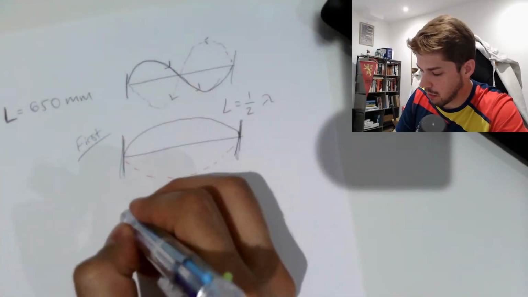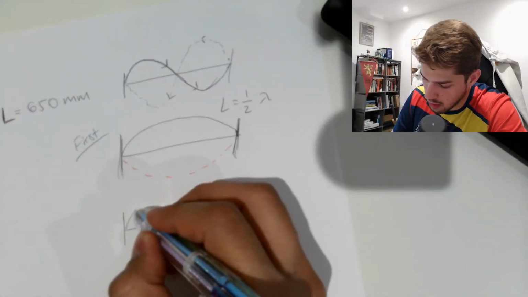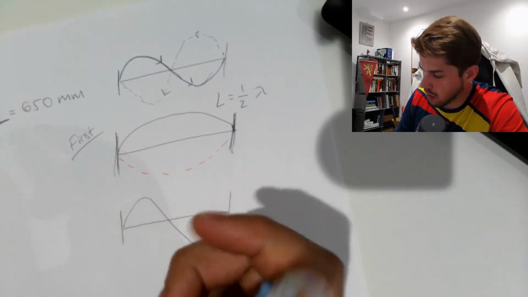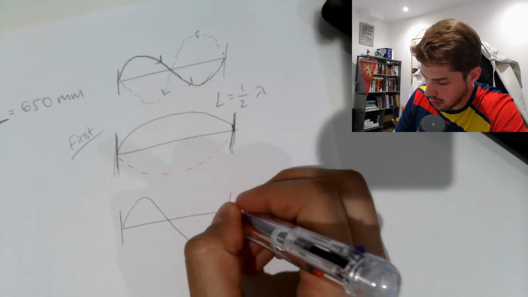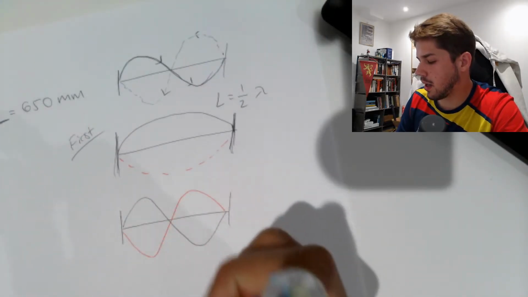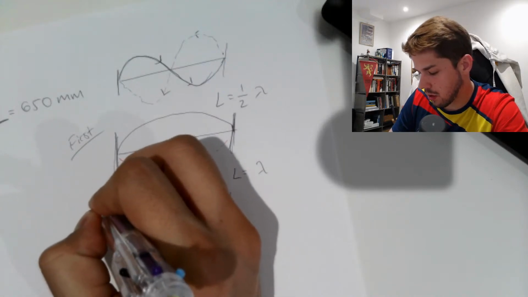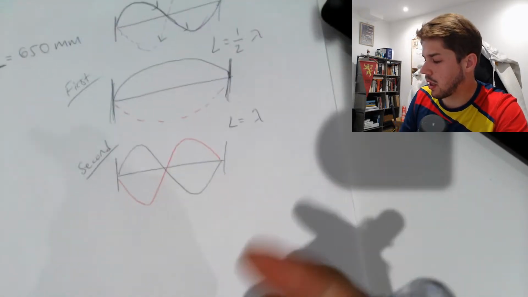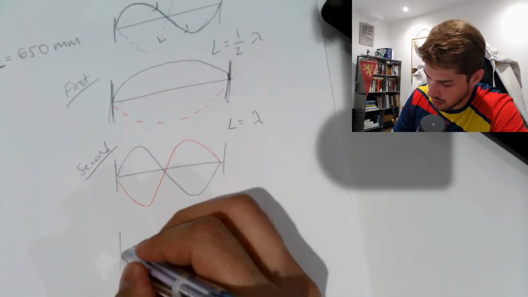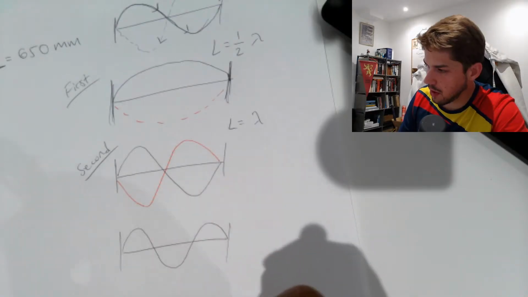The second harmonic looks like this. And then coming back. And here, the length of the string is equal to the wavelength. This is the second. And then the third one, which is the one they're asking me to sketch, is this one.